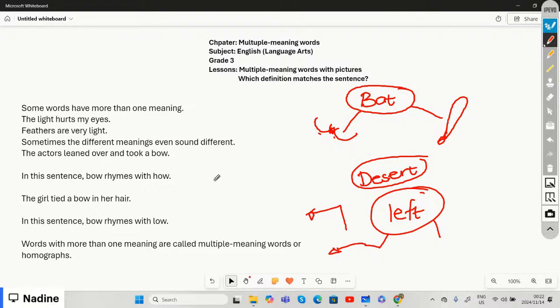Then we have another word, which is letter. What do you think are the two meanings of letter? Or you have left the game, yes. So that is also one meaning of left. I left the game. I got up and left the game. Or left as in the direction left. Well done.